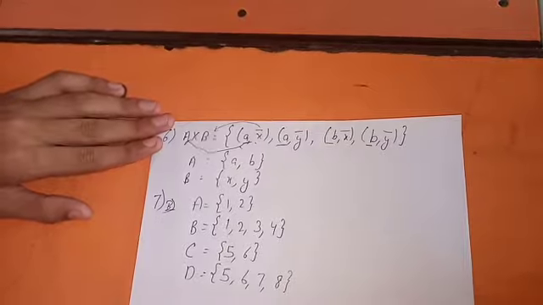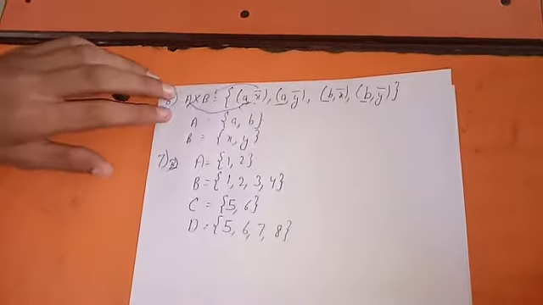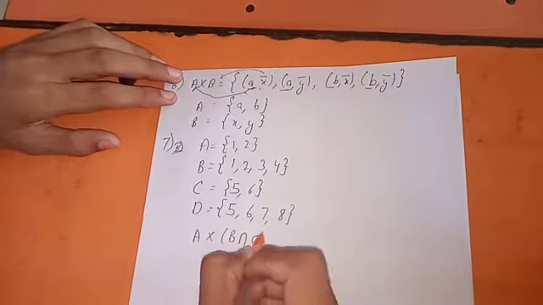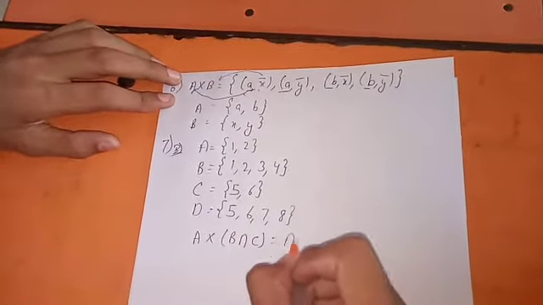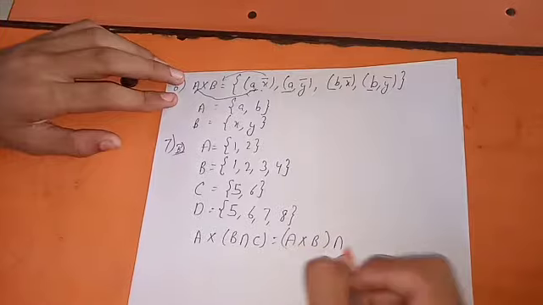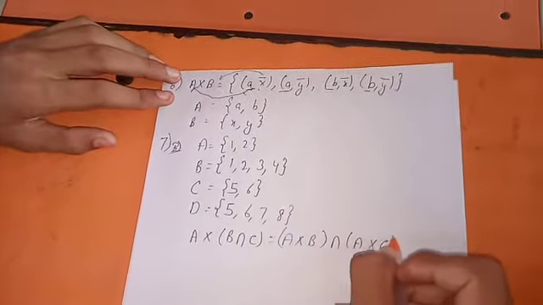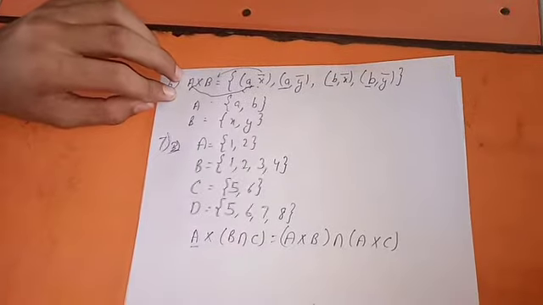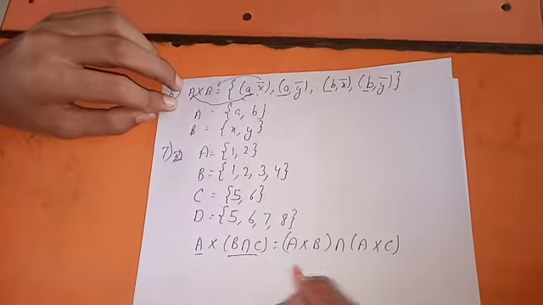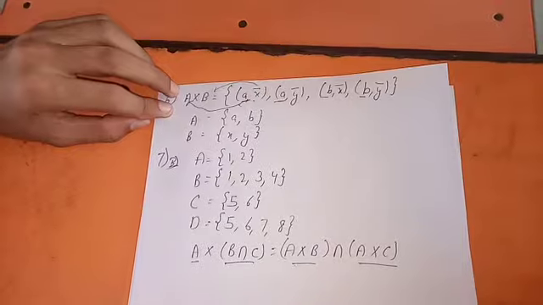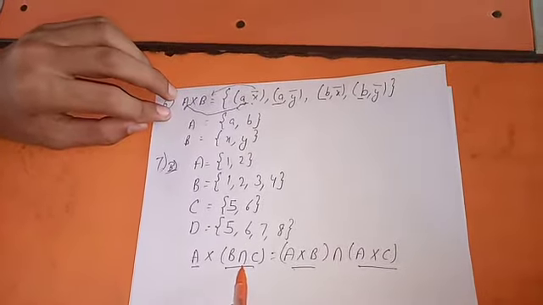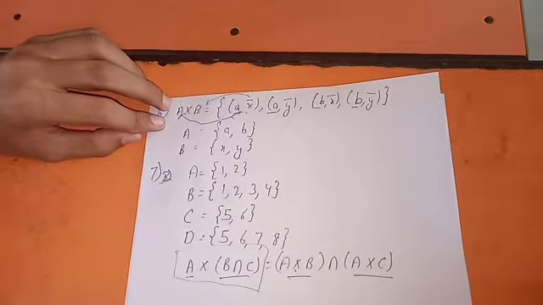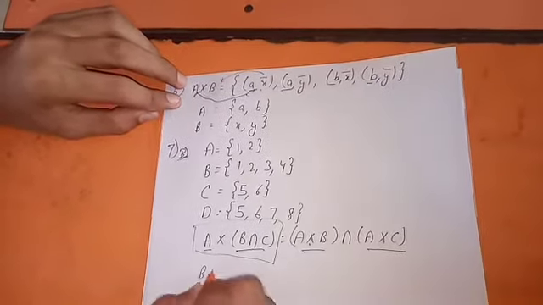Now look, we have to find different things among them. We have to prove A cross (B intersection C) equals (A cross B) intersection (A cross C). First of all we can find the left side and solve it completely, then later we can find these two and do their intersection. So first of all B intersection C.